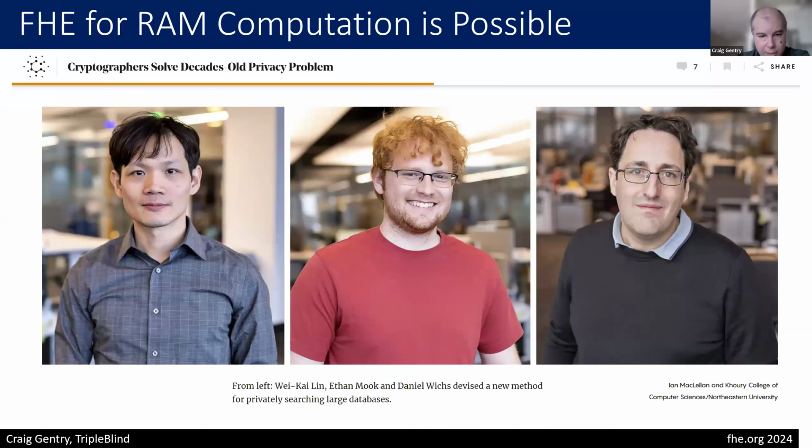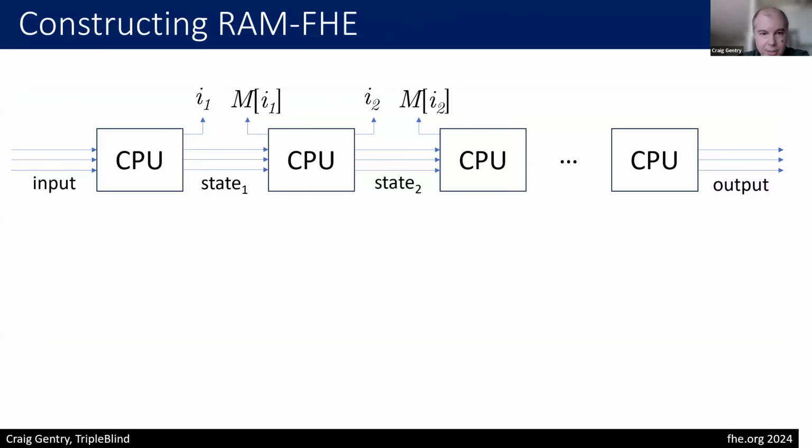So as I mentioned, though, these guys proved that RAM FHE is possible. This is Lin, Mook, and Wicks. And there's a Quanta article if you want to read about it. That's where these pictures came from. And so how does it work? What does a RAM computation look like, first of all? This is kind of an abstraction of what it looks like.